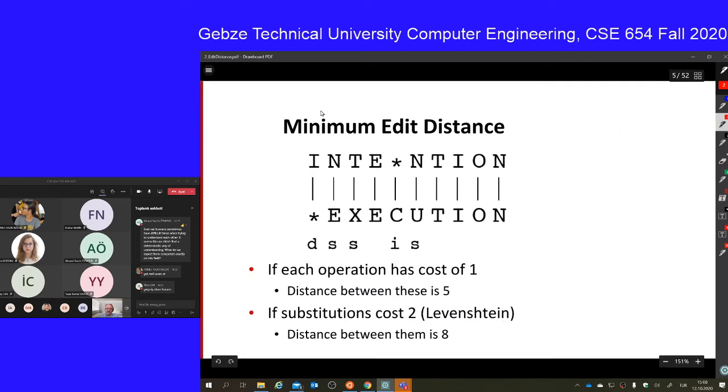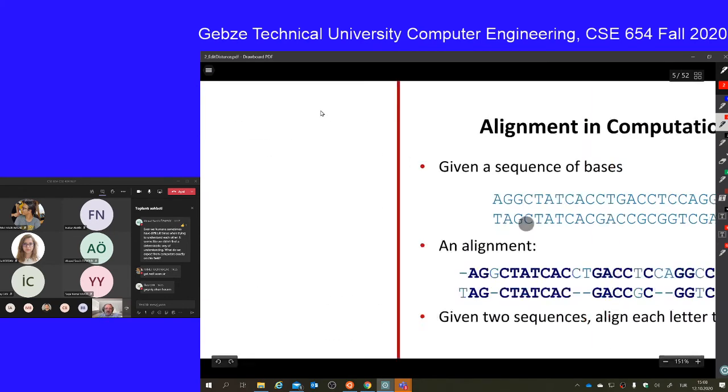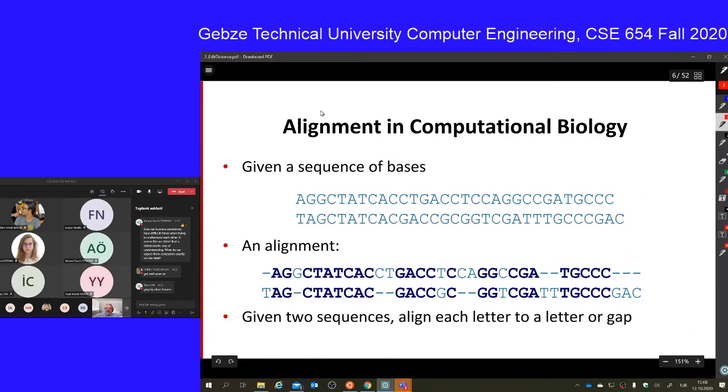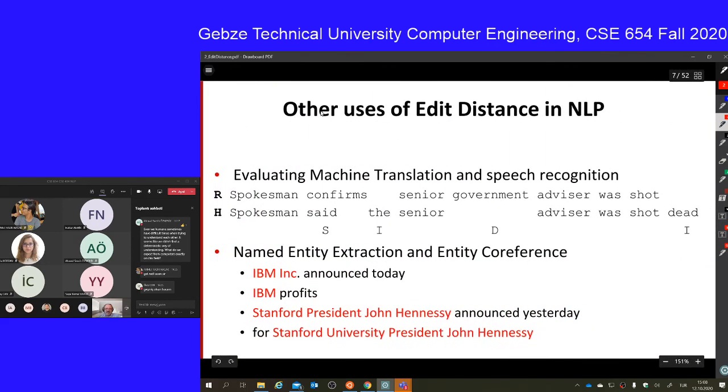Sometimes this is called Levenshtein distance, and you're going to see this in many other places too. Okay, let's move on. Again, the same thing with the DNA sequence alignment. They use these a lot in there. In natural language processing, we do similar stuff.